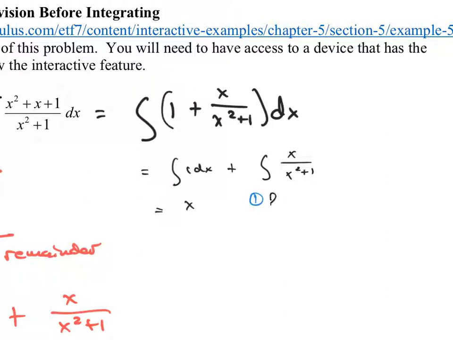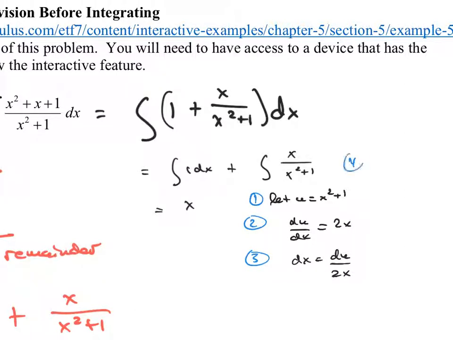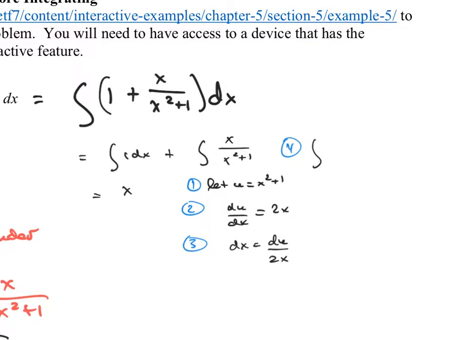So step 1 would be let u equal the bottom, which is x squared plus 1. Step 2 would be find the derivative of both sides, so du dx, the derivative of x squared plus 1, is simply 2x. Step 3 is solve for dx, so dx would equal du over 2x. Step 4 would be rewrite that integral. So this would be the integral of x over u, sorry, there needs to be a dx there, times du over 2x.